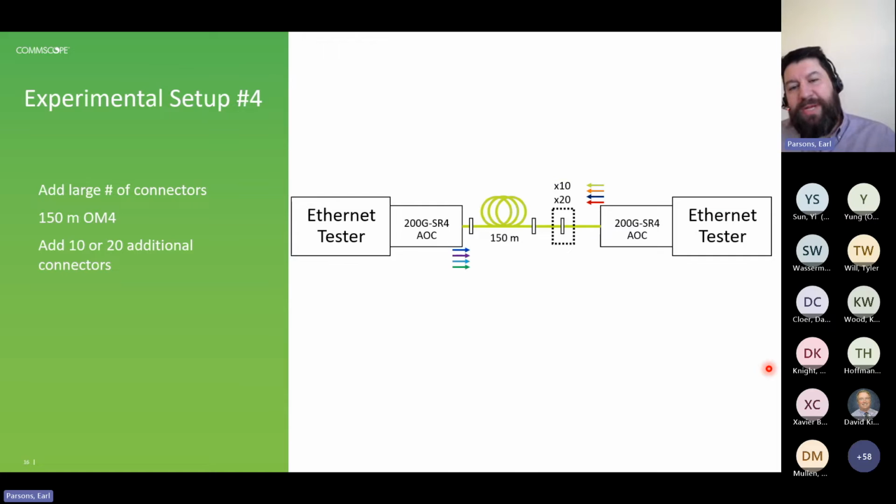For the next experiments, we decided to keep the reach to 150 meters, something a little more reasonable for these AI applications, but add a large number of connectors into the path. So we had a bunch of short patch cords, each with an expanded beam connection on the path, and we concatenated a bunch of those together to add either 10 or 20 more expanded beam connections. We just wanted to make sure that these connectors weren't doing anything to the signal, whether the spatial distribution or any return loss problems that we could have.